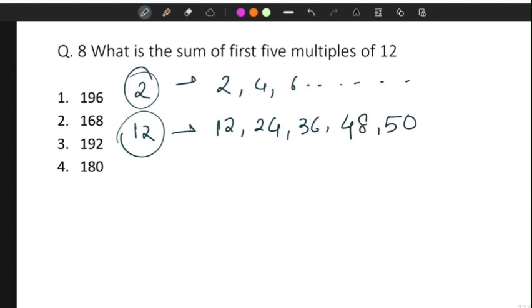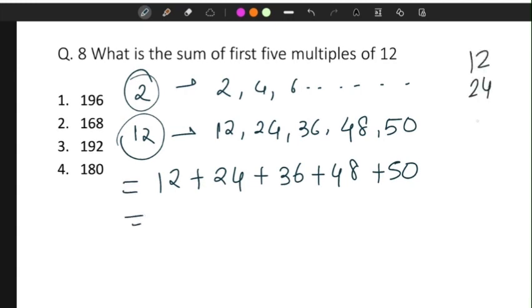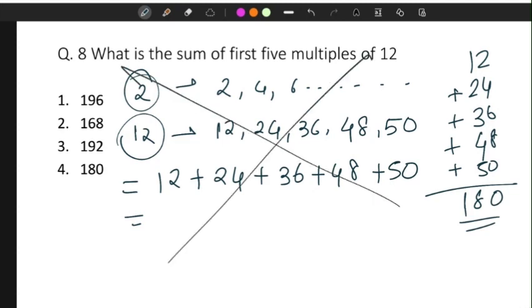Now what students often do here is start taking the summation of all this, that is 12 plus 24 plus 36 plus 48 plus 60, and then they find the answer. This is going to be 180. This is not the right way that we are going to solve. The way we are going to solve here is the shortcut.